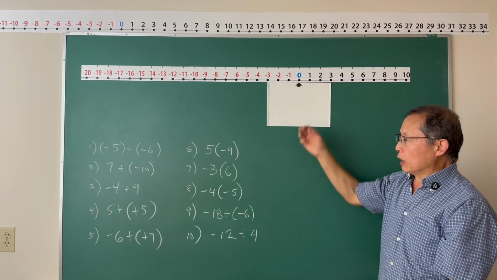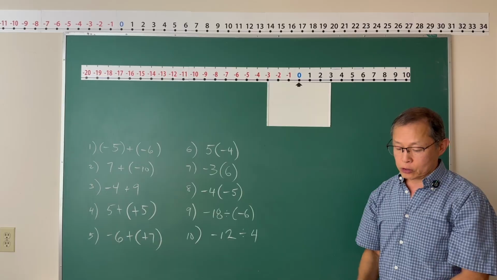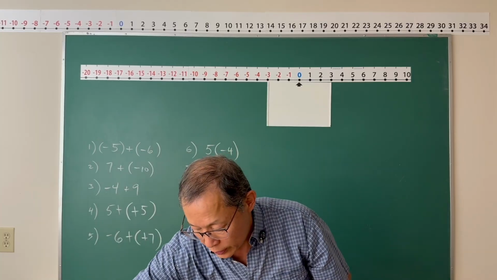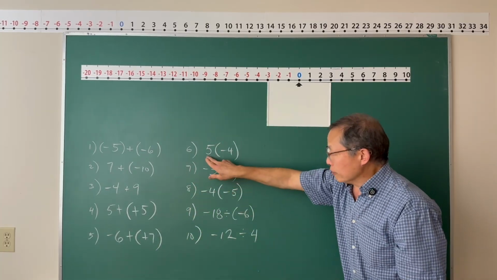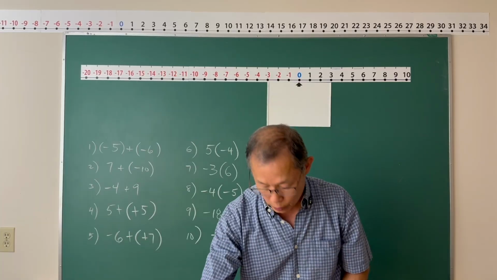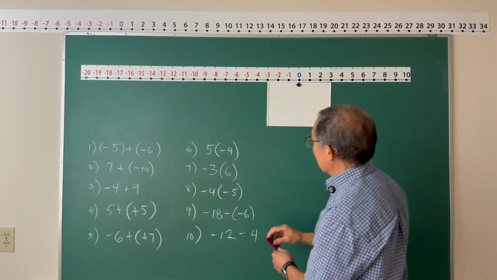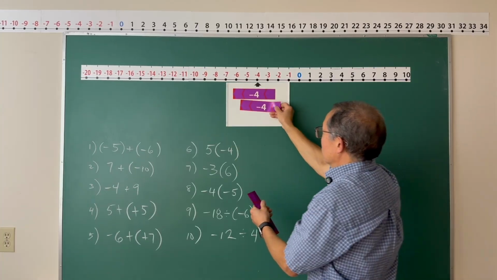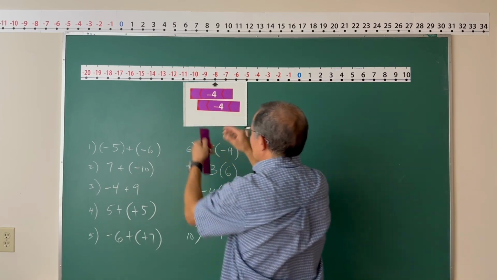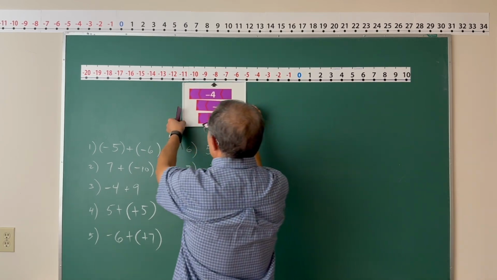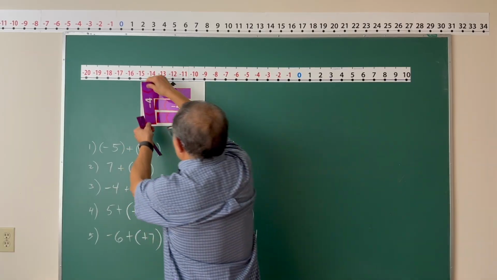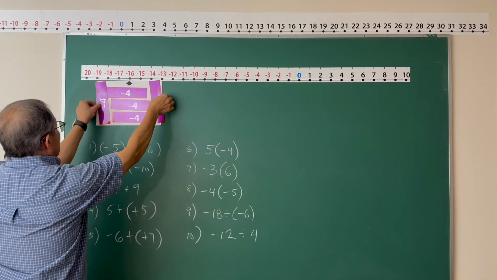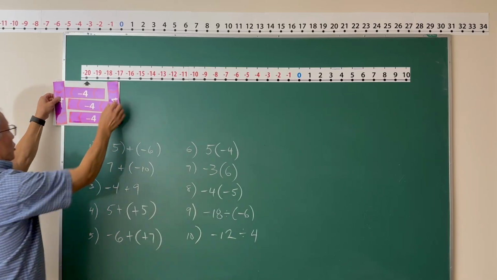Question number 6. 5 times -4. We can use the integer basket for this, or we could just use the number line directly. Basically, what we're counting is 5 -4s. So all we're doing is taking the -4s and placing them into the basket. There's one of them, 2, 3, 4, 5 of them. Oh, I ran out of board space.